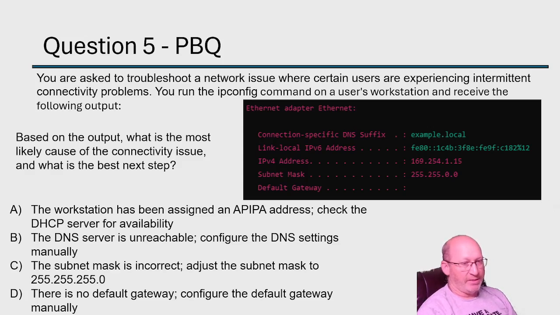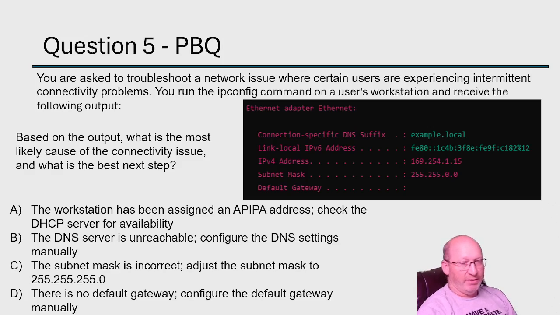C, the subnet mask is incorrect. Adjust the subnet mask to 255.255.255.0. That necessarily is not a bad subnet mask, right? That just means it's 255.255, meaning it's a Class B network. We have the last 2 octets available, meaning the last 2 octets are completely versatile inside of our inner network. While most subnet masks are 255.255.255, in this case, 255.255.0.0 is perfectly acceptable. It's not going to cause any connectivity issues.